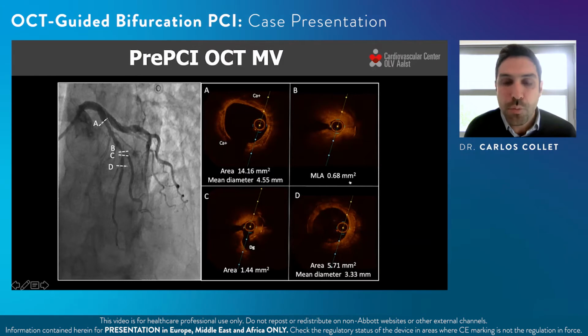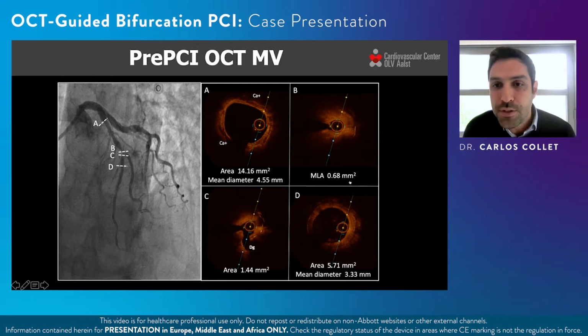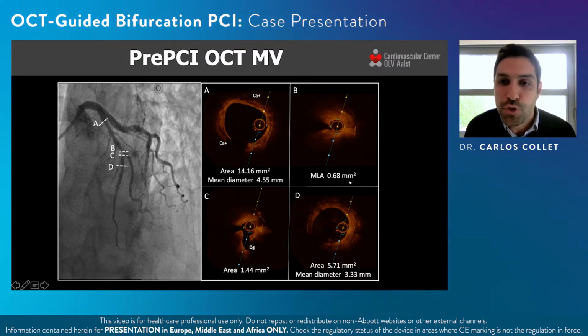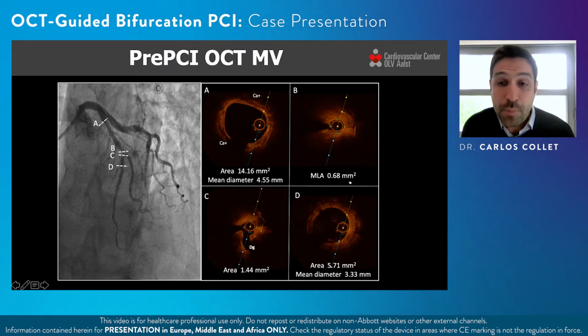Then you see cross-section B, which is actually at the level of the minimal lumen area. It was 0.68, a very tight luminal area there at the level of the bifurcation. And you see the appearance of this restenotic lesion, which we will discuss further on with the expert. You will see this heterogeneous appearance of this, what appears to be severe neointimal hyperplasia.